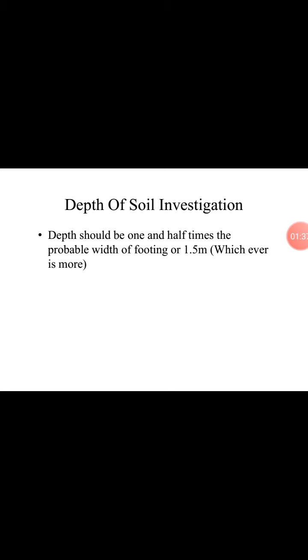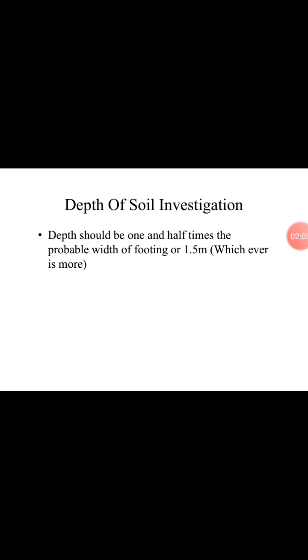Now depth of the soil investigation. So to which depth we excavate to get the soil sample. So here depth of the soil sample investigation is given. Here depth should be 1.5 times the probable width of the footing or 1.5 meter. So whichever is more, we take that value from both of them.